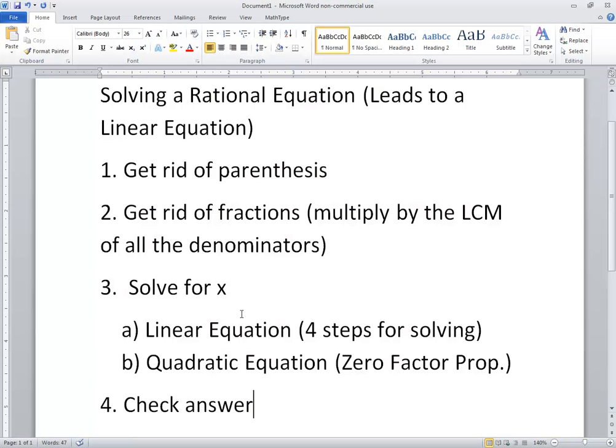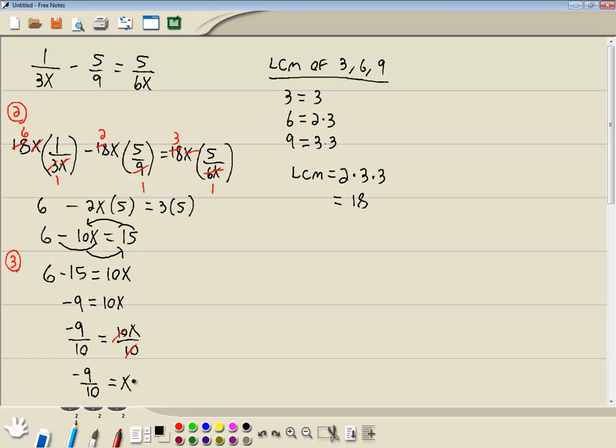Now our fourth step is to check your answer. And we don't have to fully check it unless you just want to for completeness' sake. You just have to make sure that this does not cause any denominator to equal 0. Well, if I put negative 9/10 in here, 3 times negative 9/10 is not 0. If I put negative 9/10 in for this x, 6 times negative 9/10 is not 0. So it checks. The answer that would have caused us problems is if we'd come up with x equals 0 down here. Then if I put 0 back up here for the x, I'd have 3 times 0, which is 0. And we can't have a denominator equaling 0. So our answer is x equals negative 9/10.